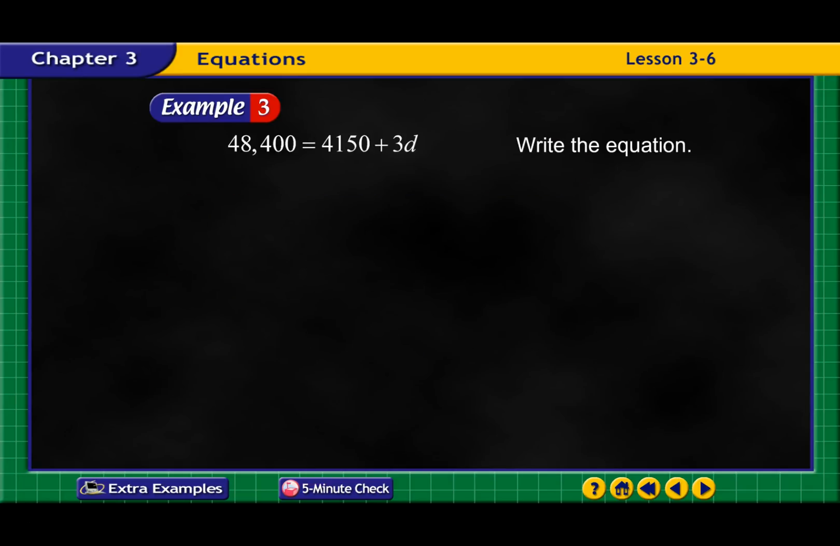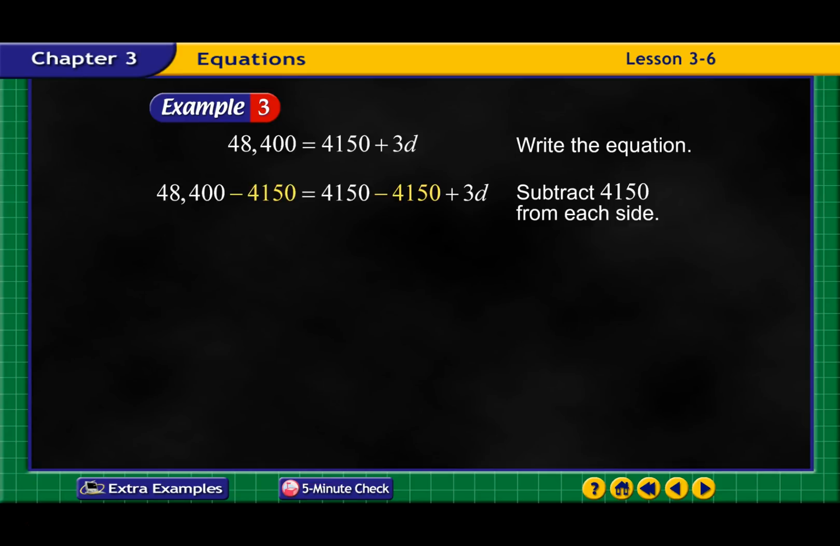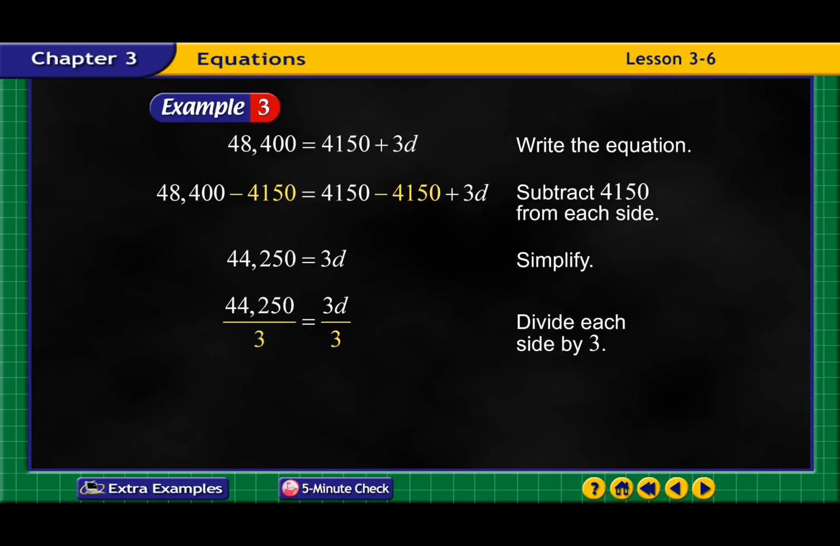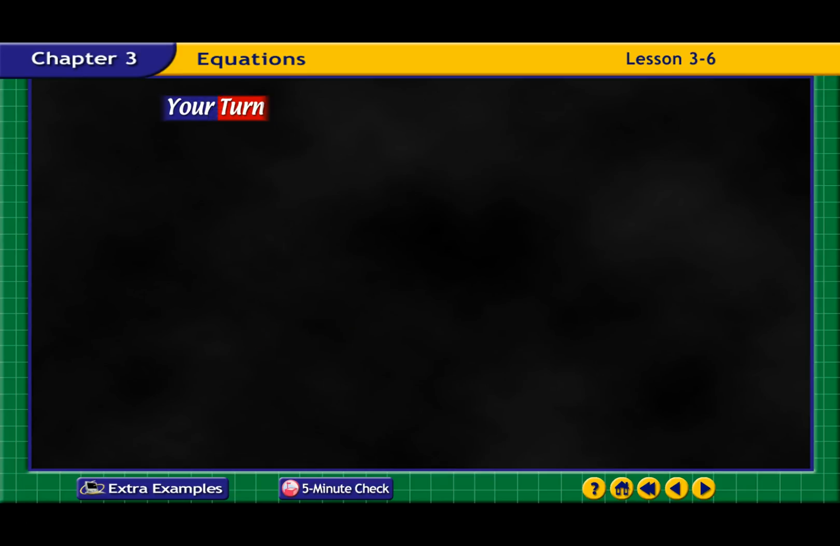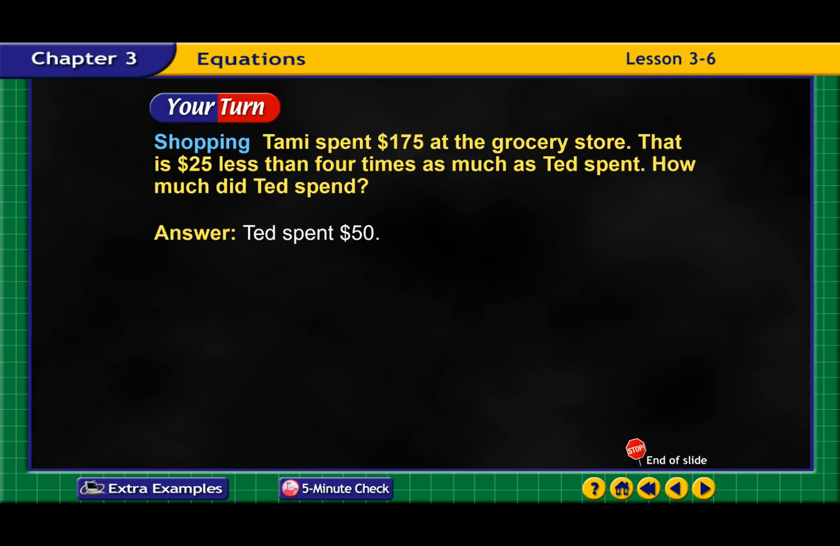Then we write that equation out. We're going to solve it. So it's a 2-step equation: subtract $41,050 from both sides. Then we're going to divide by 3. Yes, you'd probably use your calculator for this. That's okay. Simplify that. So there is how much her daughter earns. I'll let you skip this one.